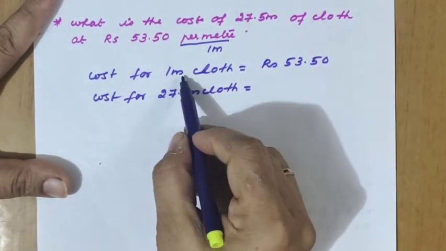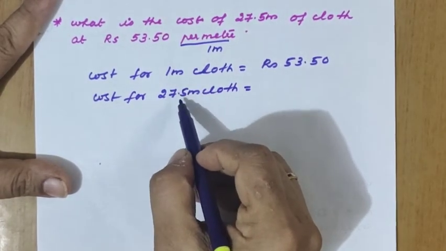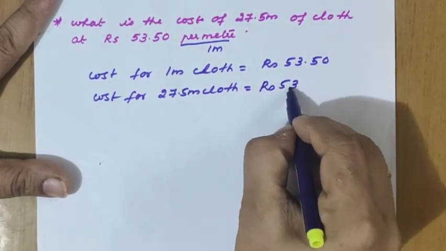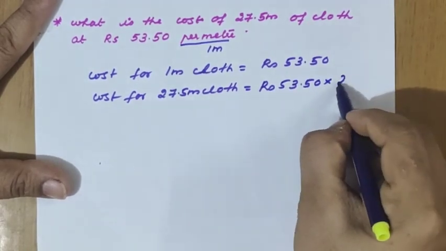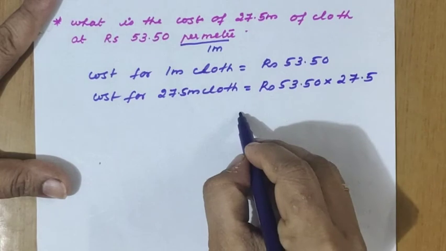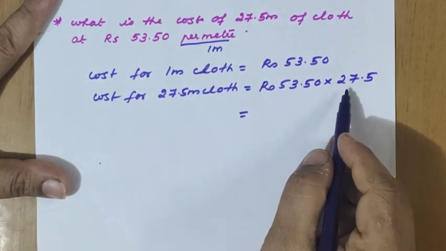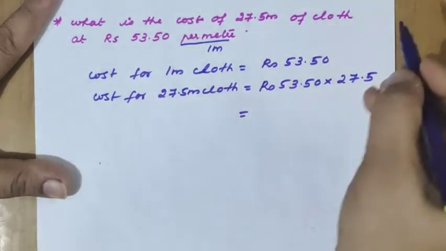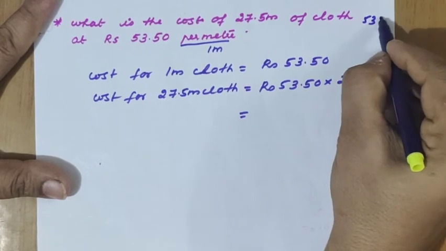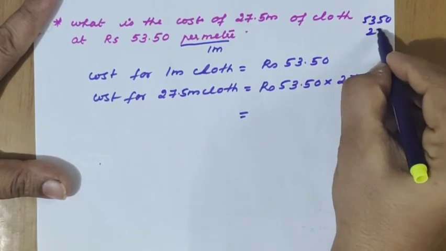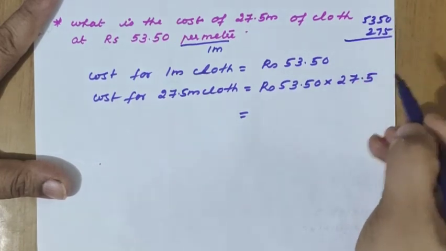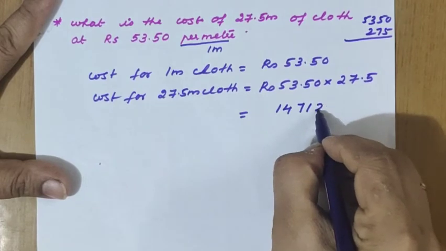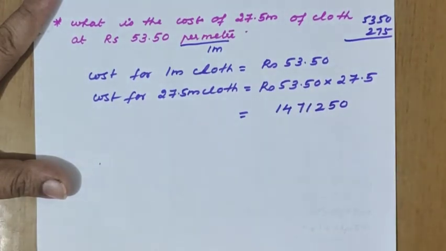I told you, when the value for one is given, the unit value, we should multiply to get the required amount. So that means rupees 53.50 into 27.5. Now listen, when you are doing the multiplication, we should consider it without a decimal. Without a decimal, the number will be 5350 into 275. Multiply, and you will get the answer 1471250. That means without a decimal we have done the multiplication.